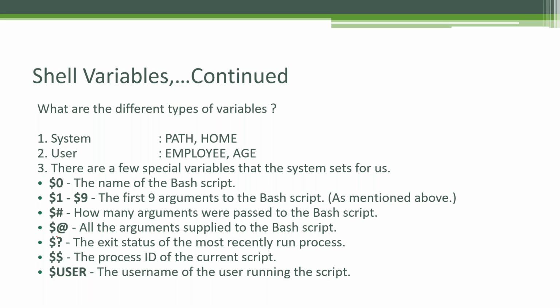Let's say I want to check the exit status. This is very important. We'll be using this dollar question mark mostly. What this does is it will check if the command has executed successfully or not. If it is executed successfully, it will return a value of 0. If the command is not executed successfully, then it will return a non-zero value. Based on this, we'll be making some decisions in the script. In the same way, we can use $USER to get the username and so on and so forth.